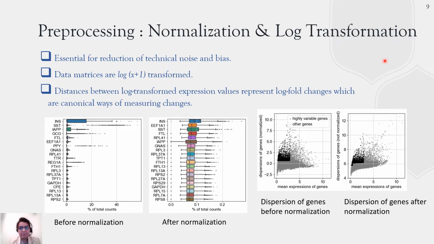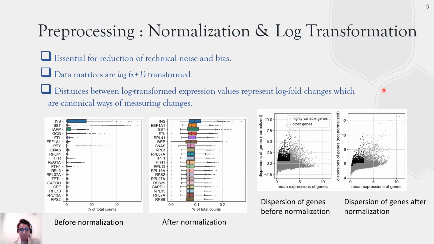Next, normalization and log transformation. Normalization is performed to balance the data by bringing it to a common scale without losing any information. It is essential for the reduction of technical noise and bias. The figure shows the effect of normalization, before and after, on the highly expressed genes. This figure shows the dispersion of genes before normalization and after normalization.